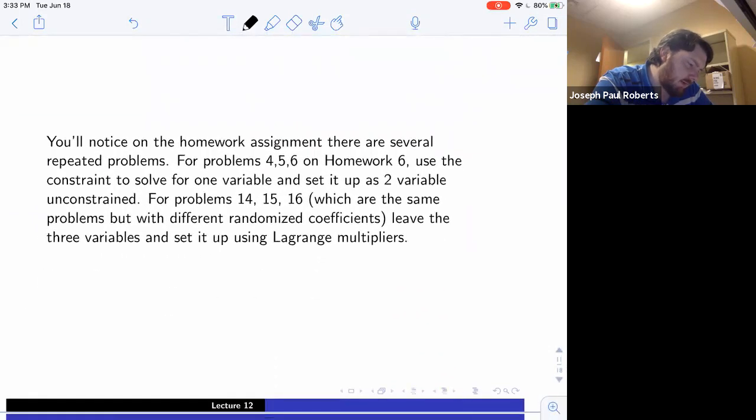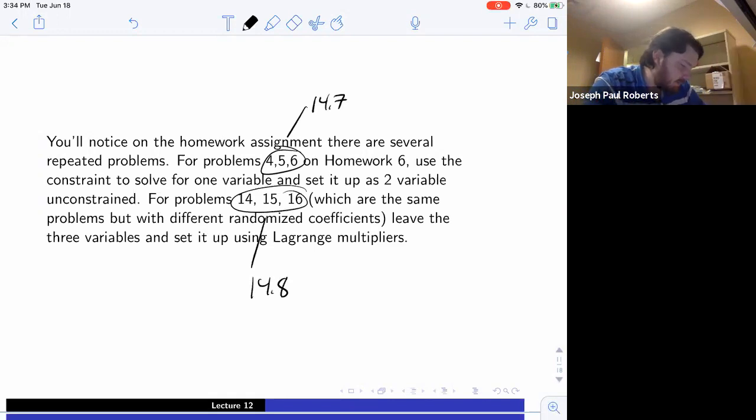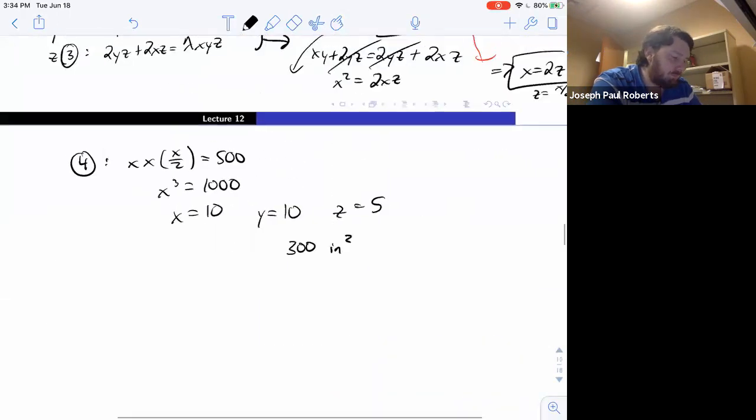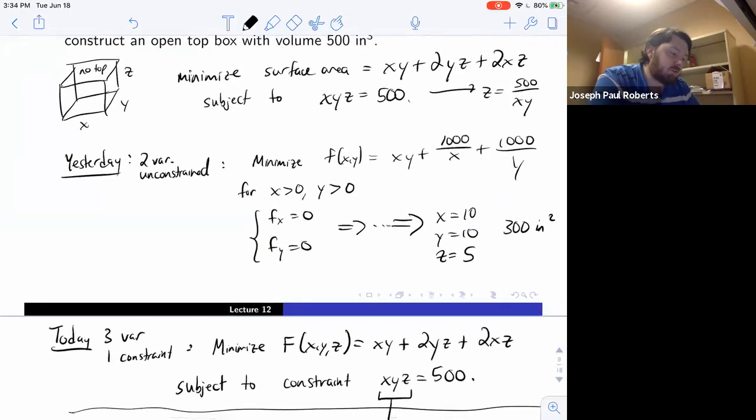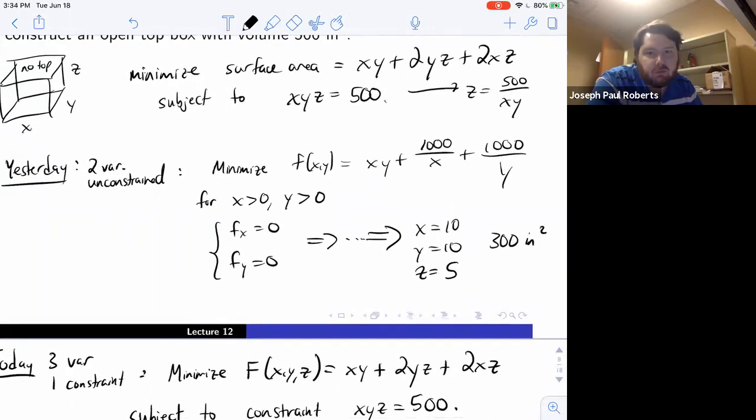I don't think I added any homework. I'm pretty sure these homework problems are accurate, but essentially you'll notice when you're doing homework 6 that there's certain problems that seem to appear twice. I believe that happens 3 times. The idea is that at first they're showing up in 14.7 and afterwards they're showing up in 14.8. And so the first time you're supposed to do it the way we did yesterday, where you reduce it to a 2-variable question and set the 2 partial derivatives equal to 0.